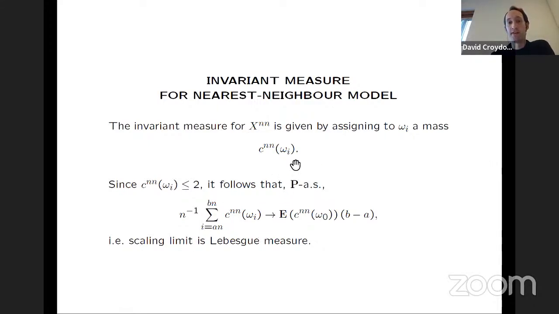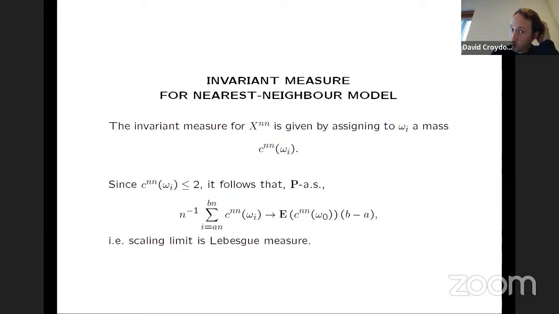So in the nearest neighbor case in particular, you've just got 2 edges, the conductance is bounded by 1, and so these are just bounded random variables. So of course they satisfy law of large numbers type behavior. And so if we think about this as a measure, then this just scales to Lebesgue measure if we're rescaling things in the appropriate way.